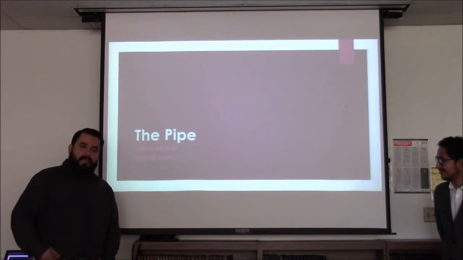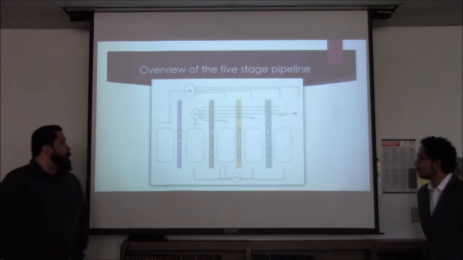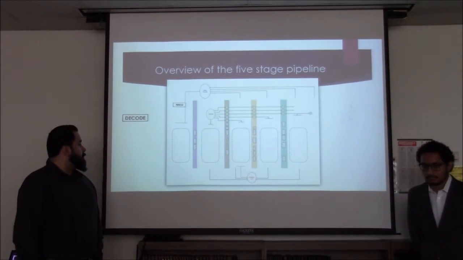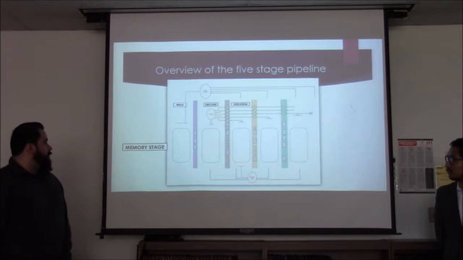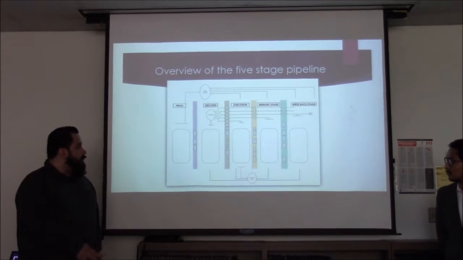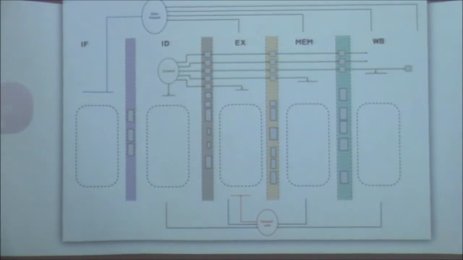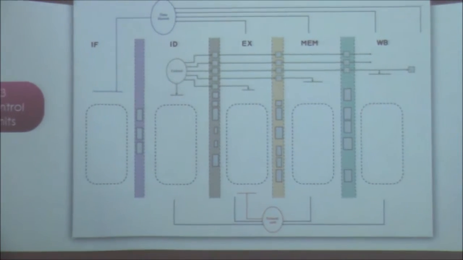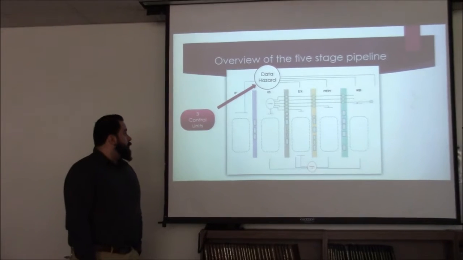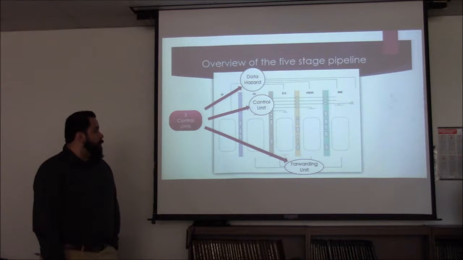So with regards to time, we want to go ahead and just get started with the pipeline enhancements. There are 5 stages to the pipeline. There's fetch, decode, execution, the memory stage, and the write-back stage. And between each stage, we have a pipeline register that carries information across. In addition to those pipeline registers, we have 3 control units. There's the data hazard, the control, and the forwarding unit.